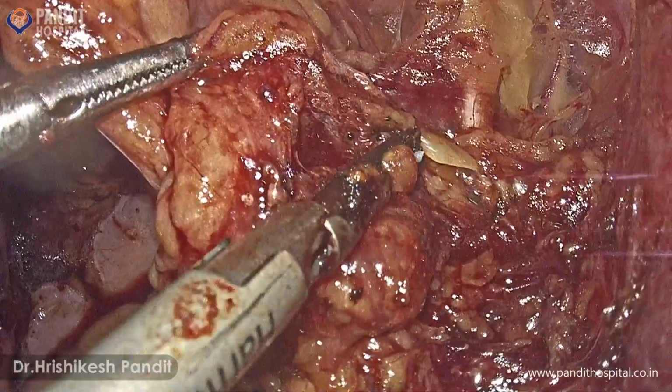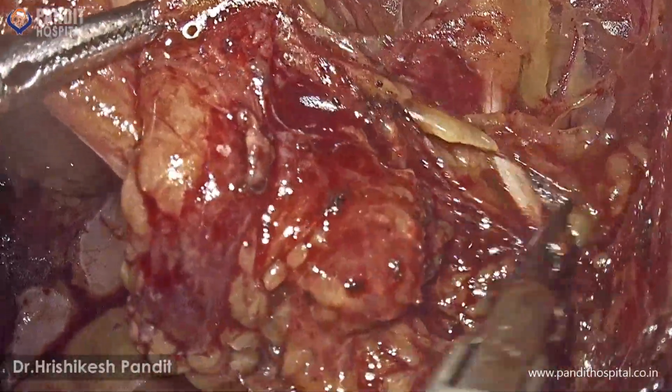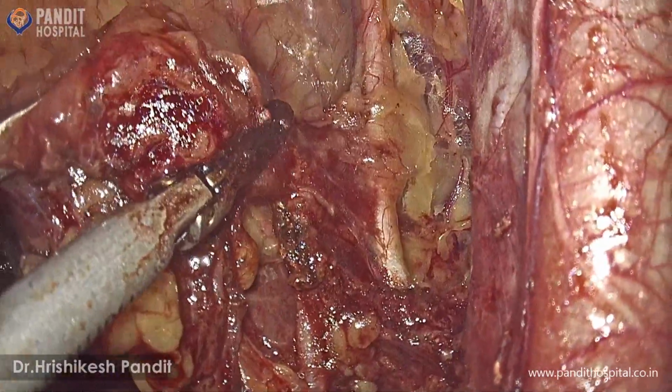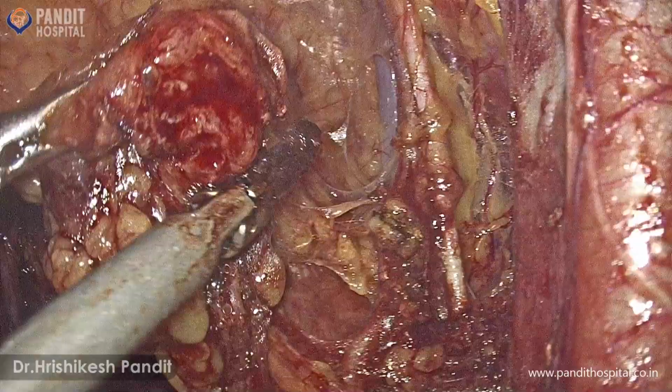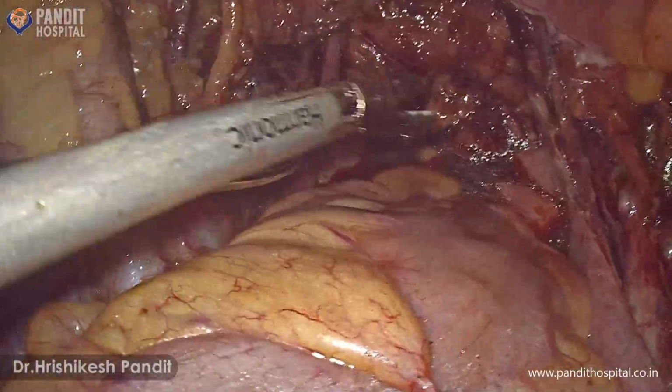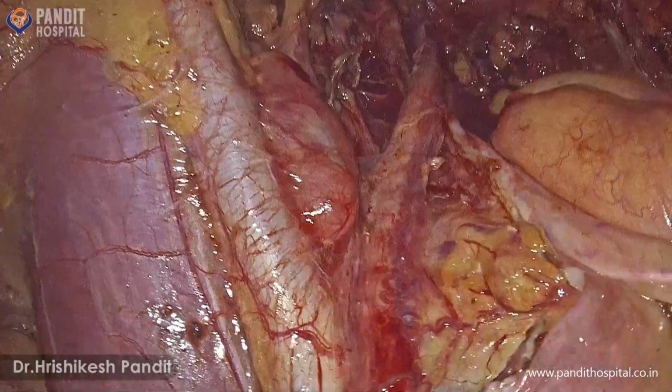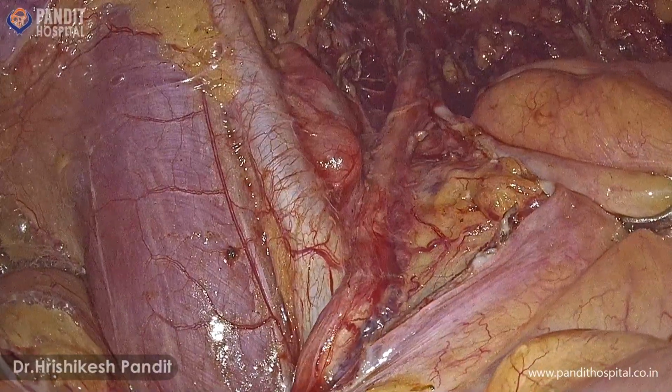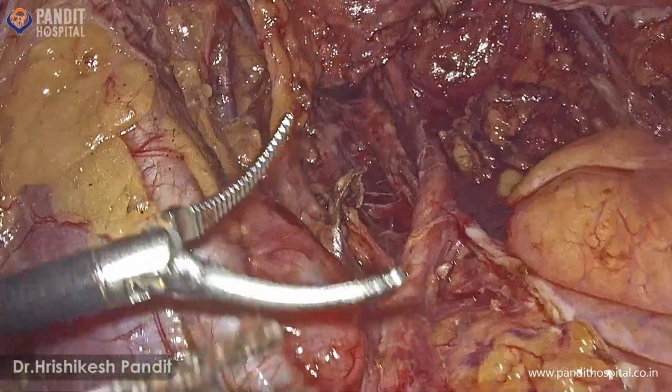Here we can see the pelvic bone laterally. Below it is the obturator internus muscle. Entire lymphatic tissue removed en bloc. We repeat the similar steps on the left side. Here we can see the ureter crossing over the common iliac artery on the left side.